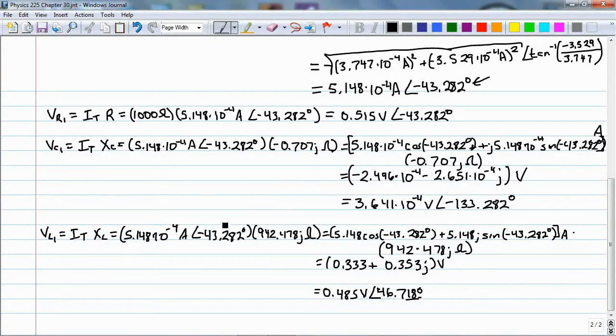Looking at the voltage magnitudes, if we were to add those up, then we'd have 0.515 volts plus 3.641 times 10 to the minus fourth plus 0.485, and this is volts here, and what we're going to find is that that's greater than the 0.707 volts, the RMS value, that I would normally think I should get, because we did RMS calculations here.